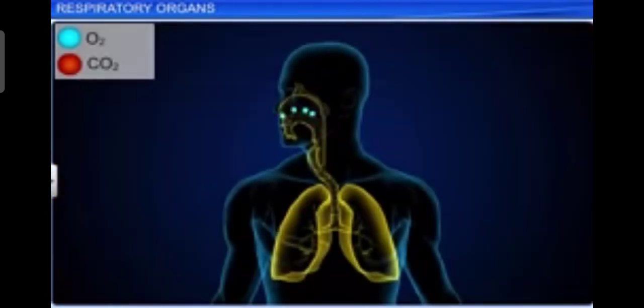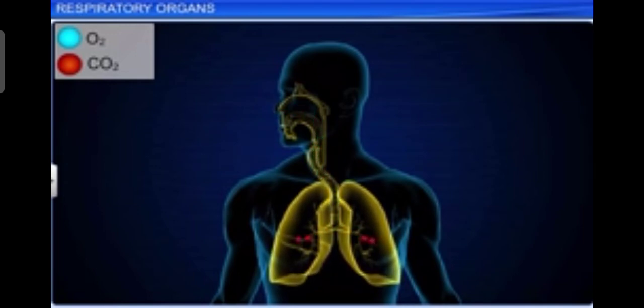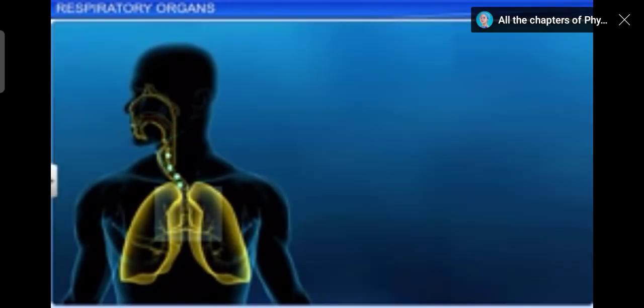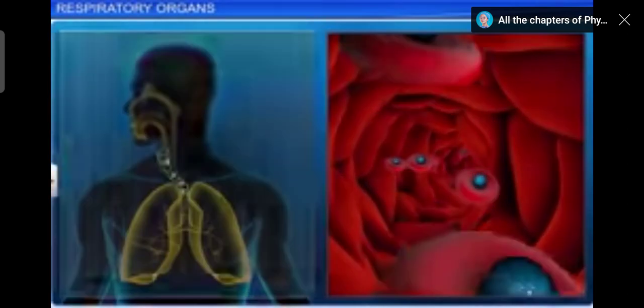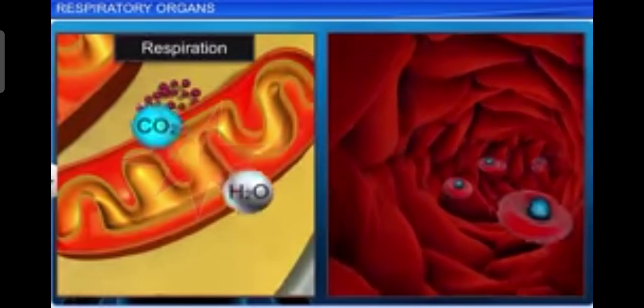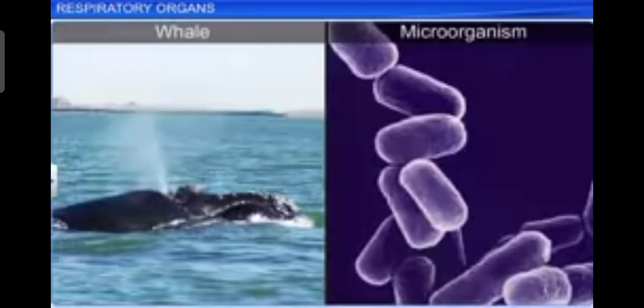It is therefore evident that oxygen has to be continuously provided to the cells, and CO2 produced by the cells has to be released out. This process of exchange of oxygen from the atmosphere with carbon dioxide produced by the cells is called breathing, commonly known as respiration. Living organisms inhale oxygen and exhale carbon dioxide. This process, inhaling of oxygen and exhaling of carbon dioxide, is called breathing.